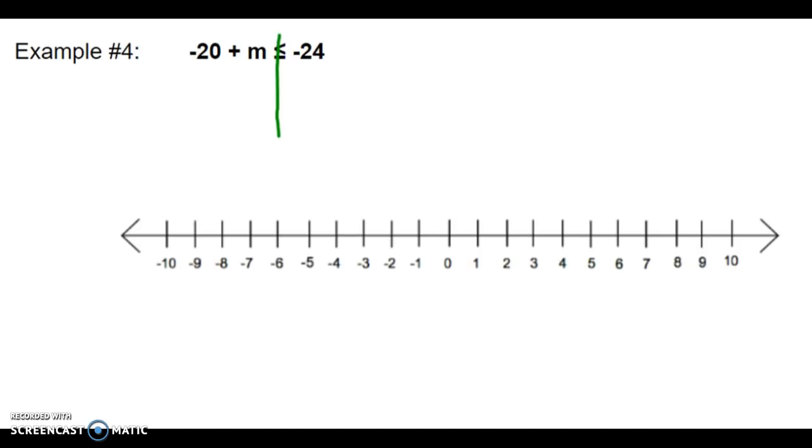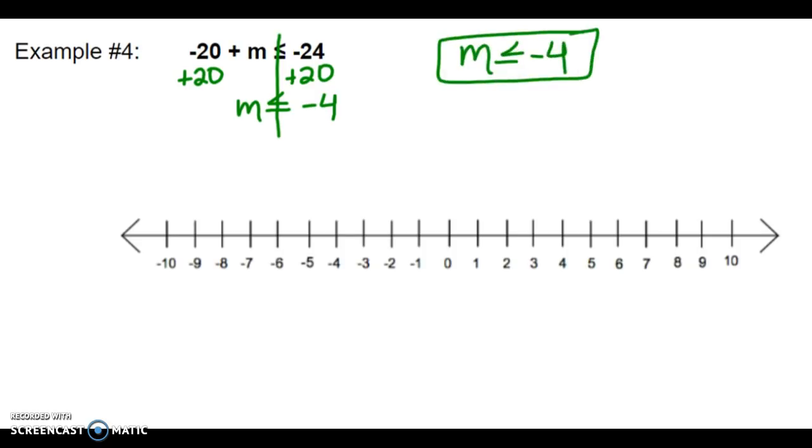Next, I'm going to add my 20, because I want to get m by itself this time. So I have m is less than or equal to negative 4. That's my final answer. I got m by itself. If we look back on our table, it says that the less than or equal to sign is a closed circle. So I go to negative 4 and I put a closed circle.